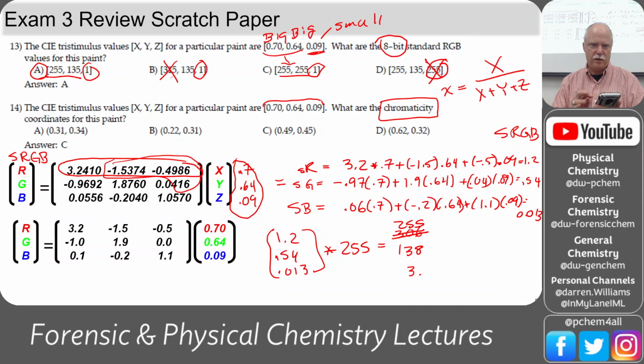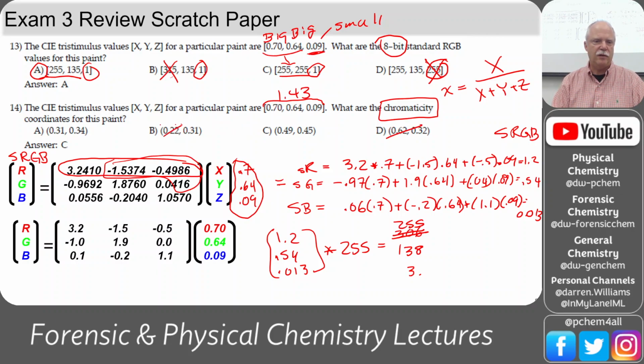So let's go ahead and add these three together: 0.7, 0.64, and 0.09. So that's 1.43. For the x value, I've got 0.7, enter, swap, divide. That gives 0.49. Again, 0.7 is half of 1.4. So we've got 0.49, and we know it's not this one.